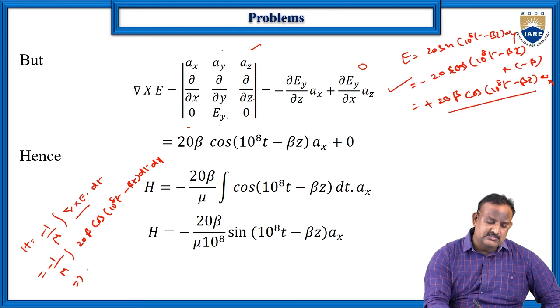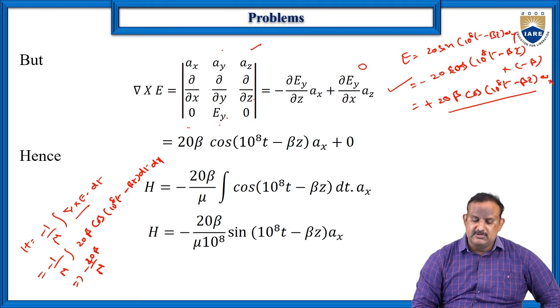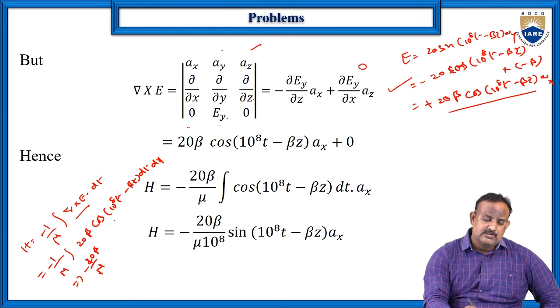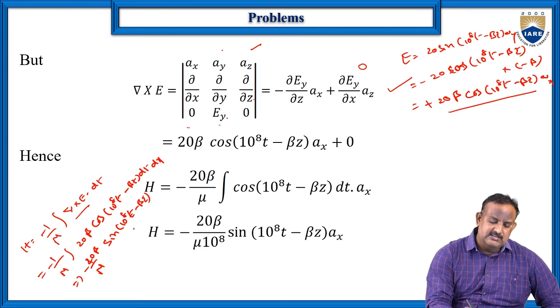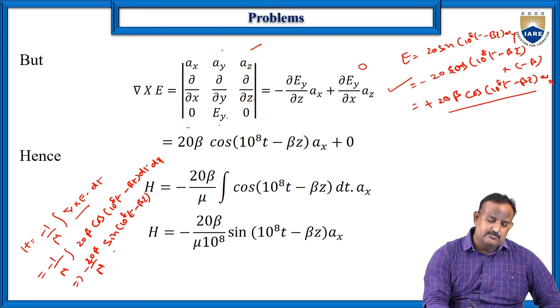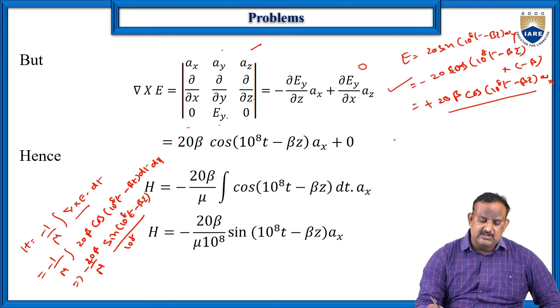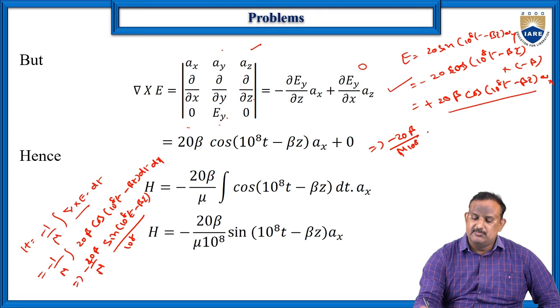Therefore, it is minus 1 by mu into 20 beta, and 20 beta is common. Minus 20 beta by mu into the integral of cos theta, which is sine theta. Therefore, it is sine of 10 power 8 t minus beta z, divided by 10 power 8 from the integration of 10 power 8 t. So it becomes minus 20 beta by mu into 10 power 8 into sine of 10 power 8 t minus beta z into ax.